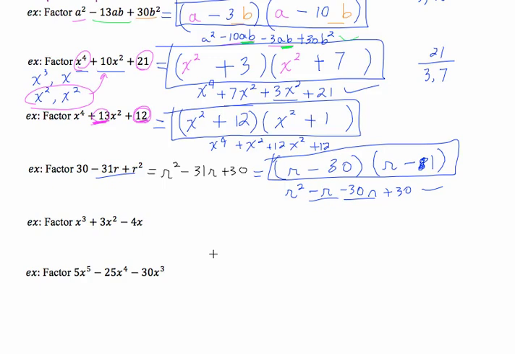Okay, now this next one, we have x cubed plus 3x squared minus 4x. Now if you look at this, it's a trinomial, so it's going to factor the same way. However, this one's a little different, and you probably noticed right off because you have a cube and a square and an x instead of a square, an x, and a constant term. So everything has an extra x in it.